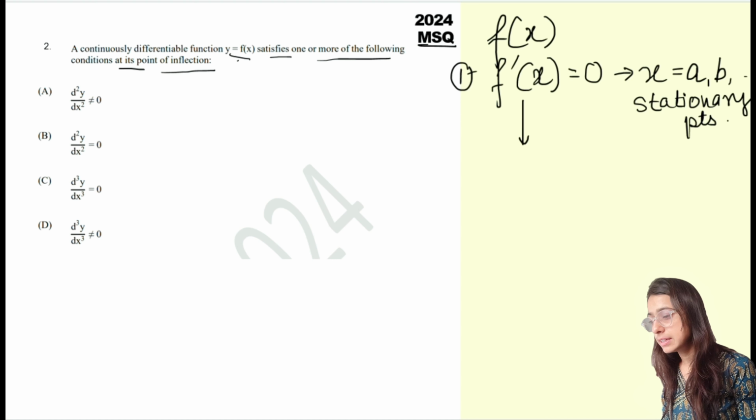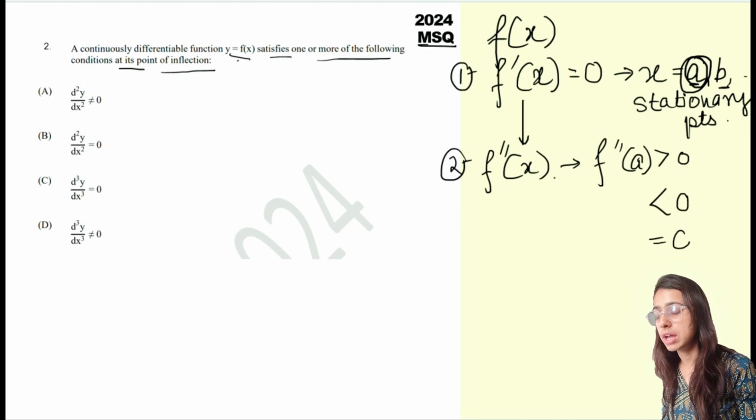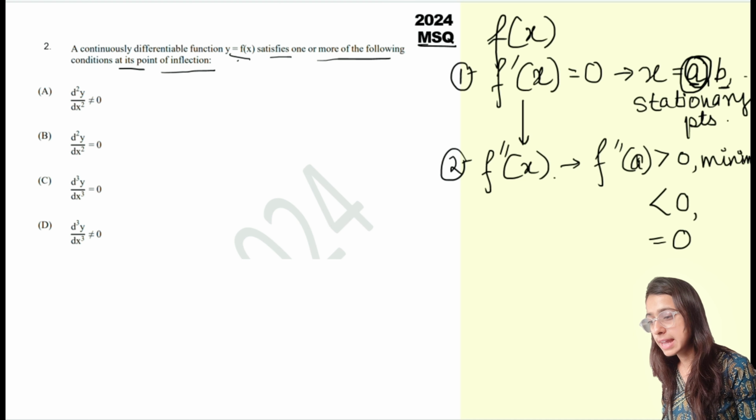Then find the double derivative. So this is the second step, find the double derivative. Now let's assume मैं A stationary point के लिए चीजें चेक कर रही हूँ. So what I will do? Firstly I will put f double dash of A. Now we can have three conditions. या तो ये greater than 0 होगा, या तो फिर ये less than 0 होगा, या फिर ये equals to 0 होगा. So if f double dash of A is greater than 0, then इस point पर मुझे minima मिलेगा. If this is less than 0, then I will get maxima. And if this is equal to 0, that means this test fails. Then we will go to the third step.